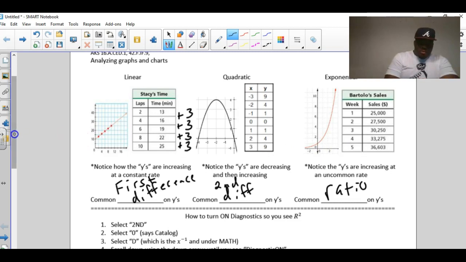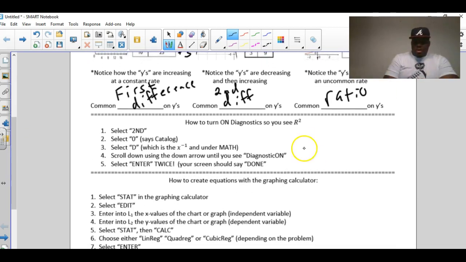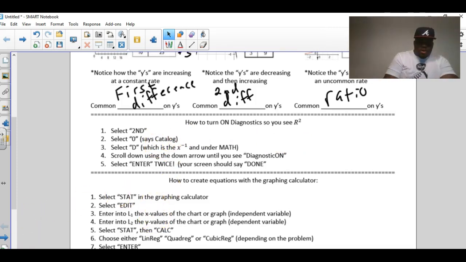And there's a couple different things we're going to do with our calculator. So I'm going to show you. Let me get my calculator up. Give me a second. Now, before I click on my calculator, guys, I want you to notice right here that the directions are right here. So if you ever get stuck, make sure you return to these directions so you can see how to do this. But the thing we want to do first is make sure our diagnostic is on.